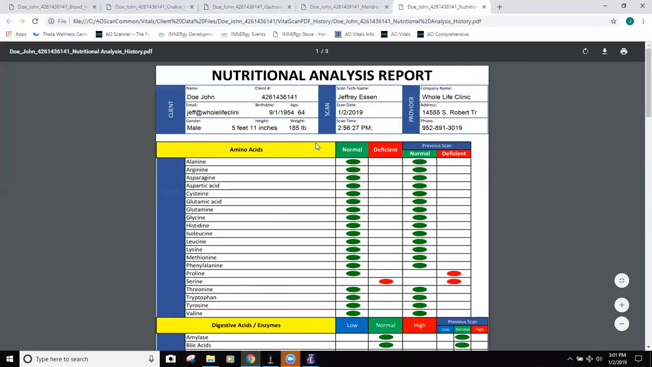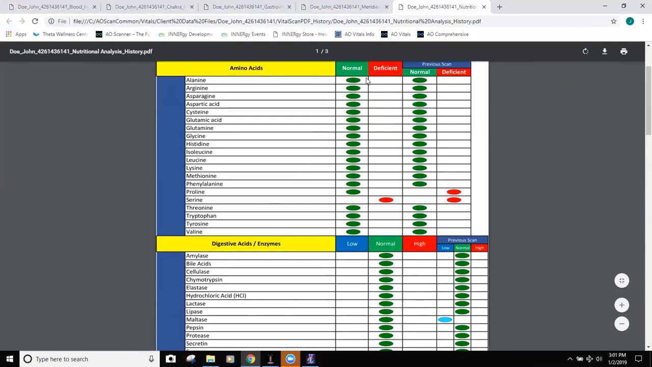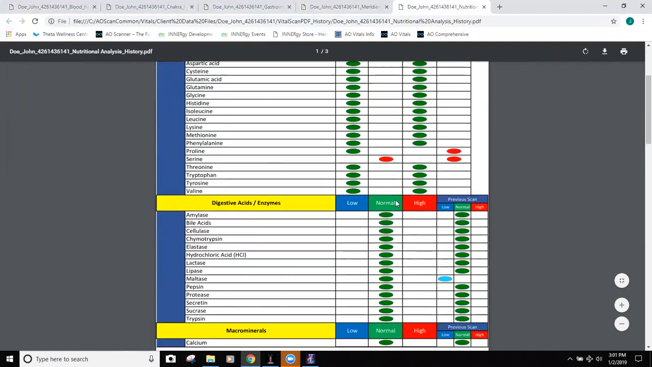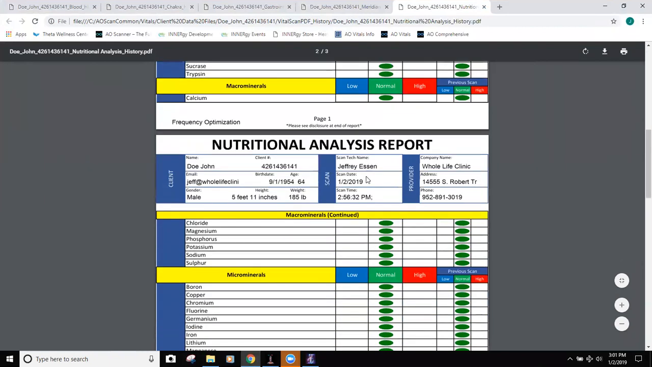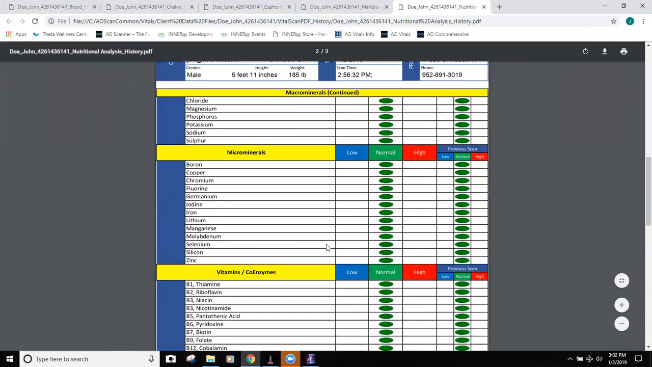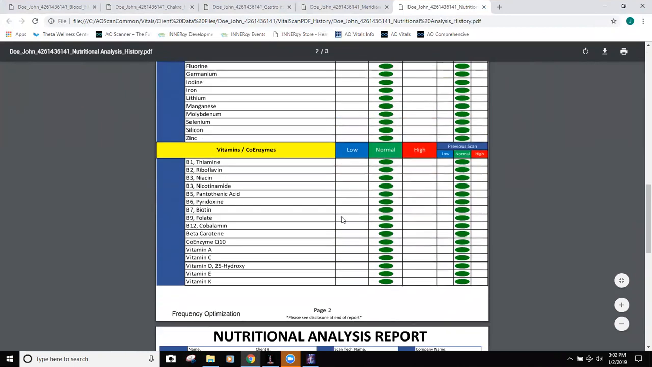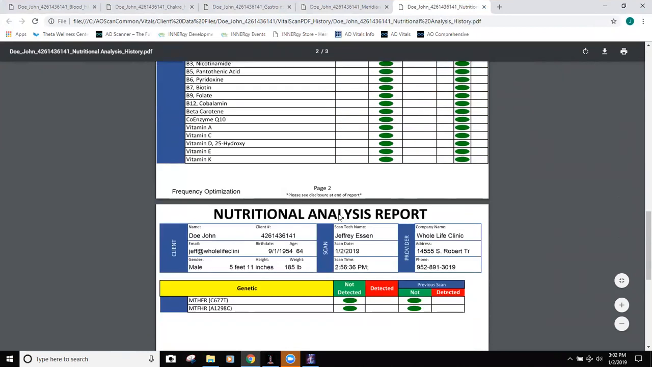So for nutritional analysis, we come in here. Notice that there is no such thing as high, just normal or deficient. Here we have a little deficient in serine, one of the amino acids. You go to our digestive enzymes, those look good. Our macro minerals look good. Micro minerals look good. Vitamins and enzymes look good. So John must be taking all kinds of really good quality nutrients.